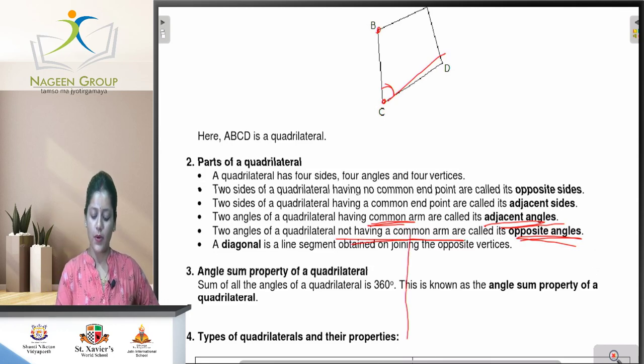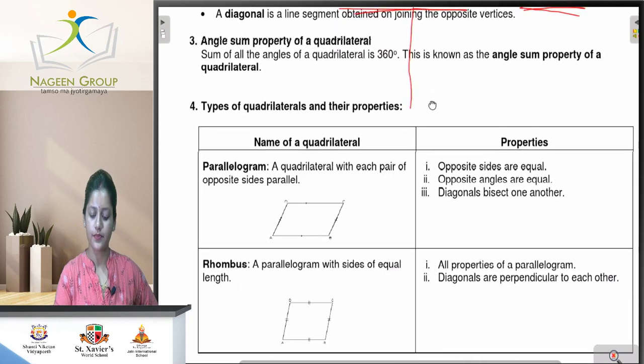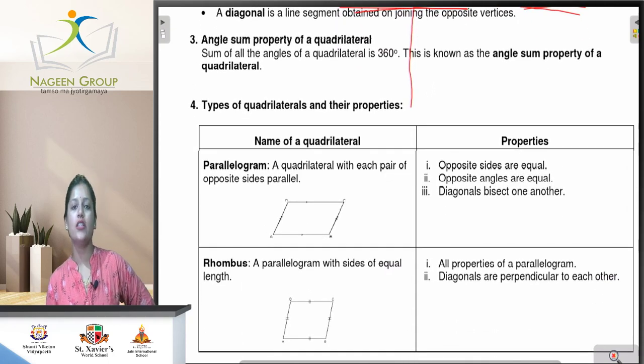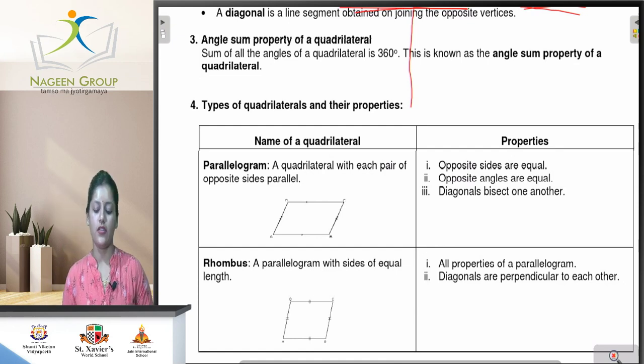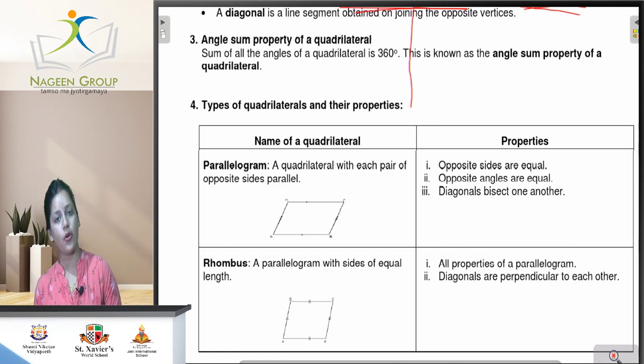Angle sum property of a quadrilateral. The sum of all the angles of a quadrilateral is 360 degrees. This is known as the angle sum property of a quadrilateral. Types of quadrilateral and their properties.